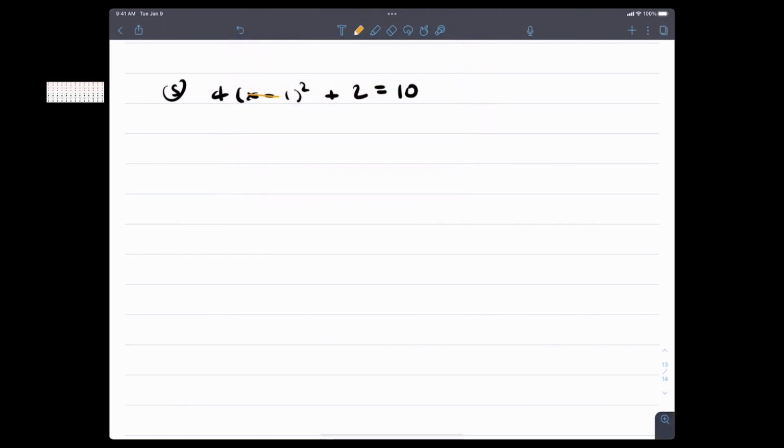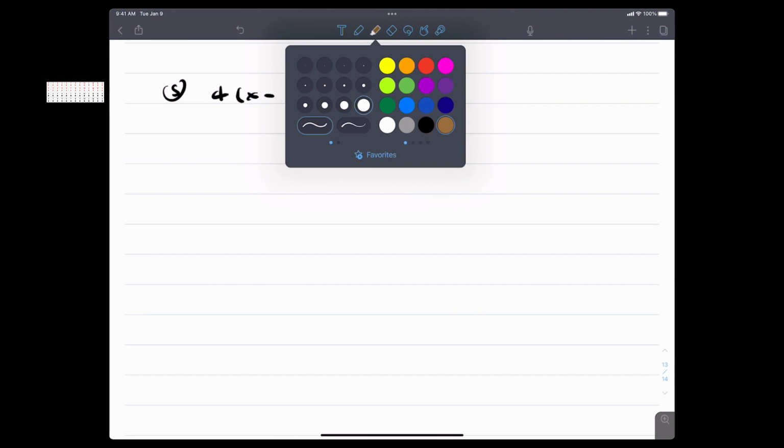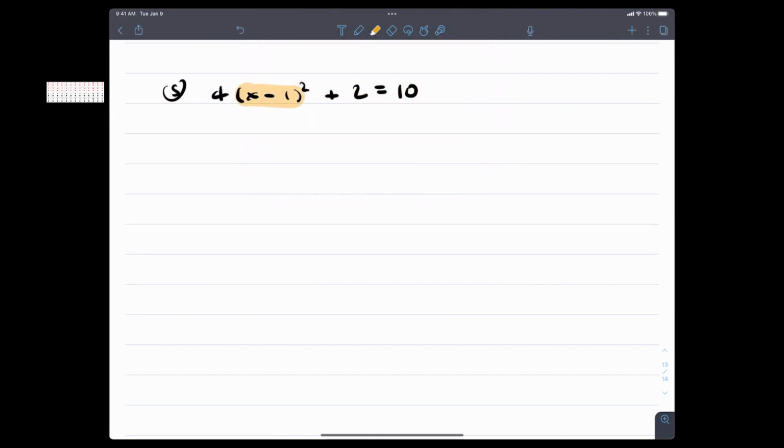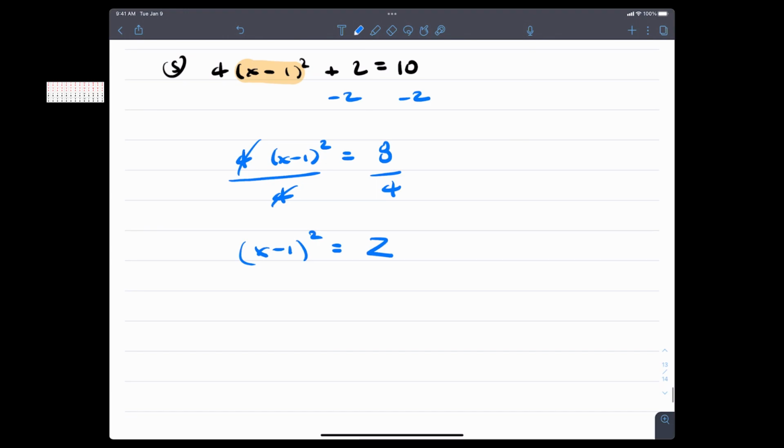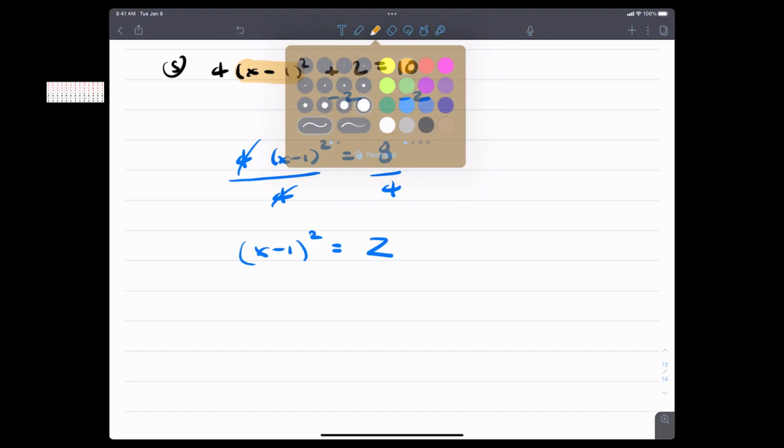Easy peasy. Do you guys know what you have to do here? Notice what you got here. You got x minus 1 to the second power. Is that right? So you know what I'm going to do? Subtract 2 and you get 4. What's 10 minus 2? 8. Now divide both sides by the 4, right? And you get x minus 1 squared is, what's 8 divided by 4? Isn't that 2?